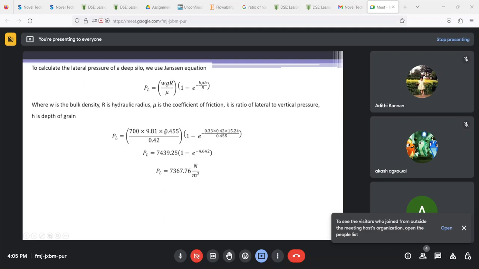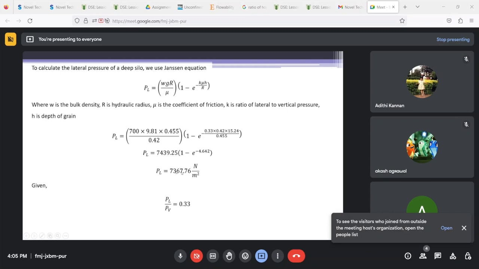But what is asked in the question is vertical pressure. So there are two kinds of pressure that we are dealing with in the grains. There is lateral pressure and then there is vertical pressure. So this is the formula for lateral pressure. So we have now calculated what is PL. We know the ratio of the lateral to vertical pressure given in the question as 0.33. So we know K, we know what is the lateral pressure. We can find out what is the vertical pressure from this relation. So given in the question itself, PL by PV is equal to 0.33.